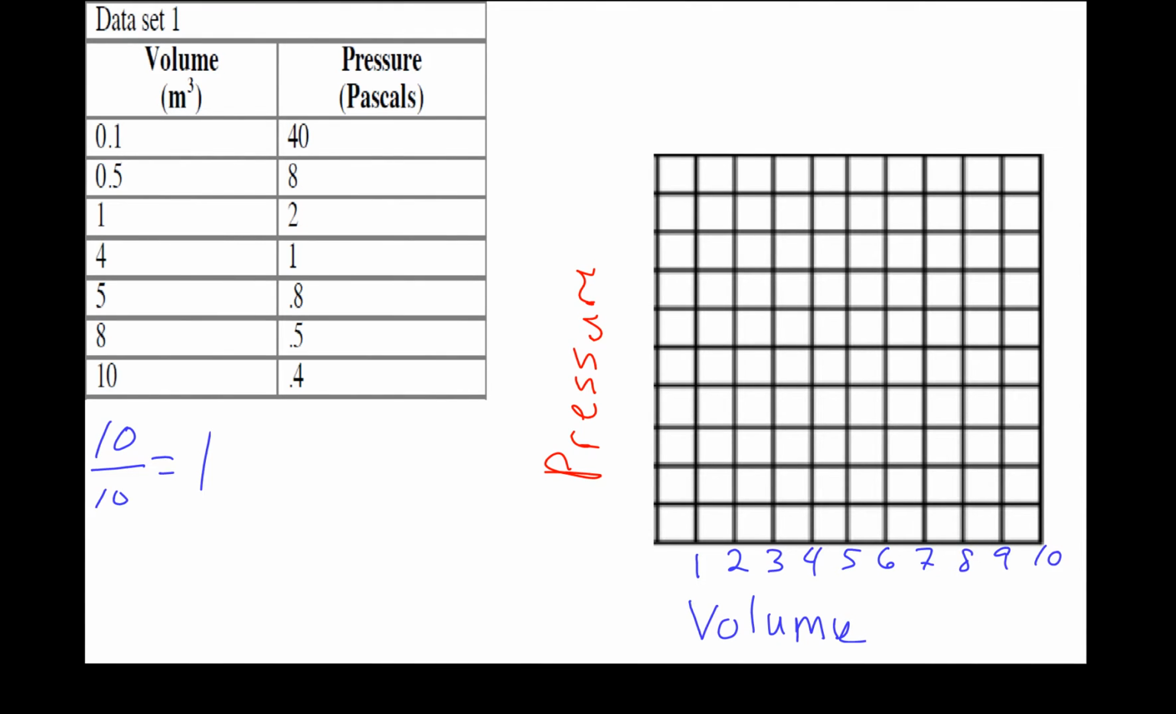My next step is to do that for pressure. For pressure, as you see, the largest value is 40. And I still have 10 grid lines going up, so it's 40 divided by 10. So each grid line is worth 4 pascals. So I'm going to write that out on here.